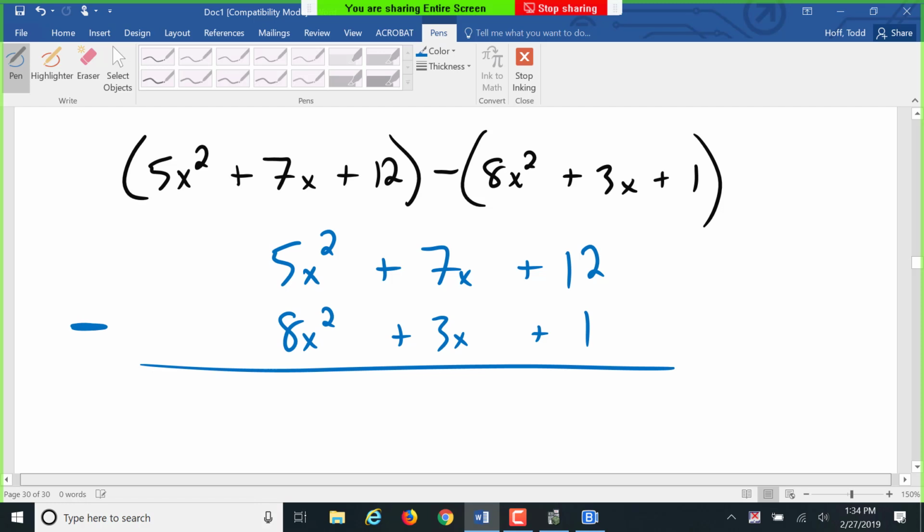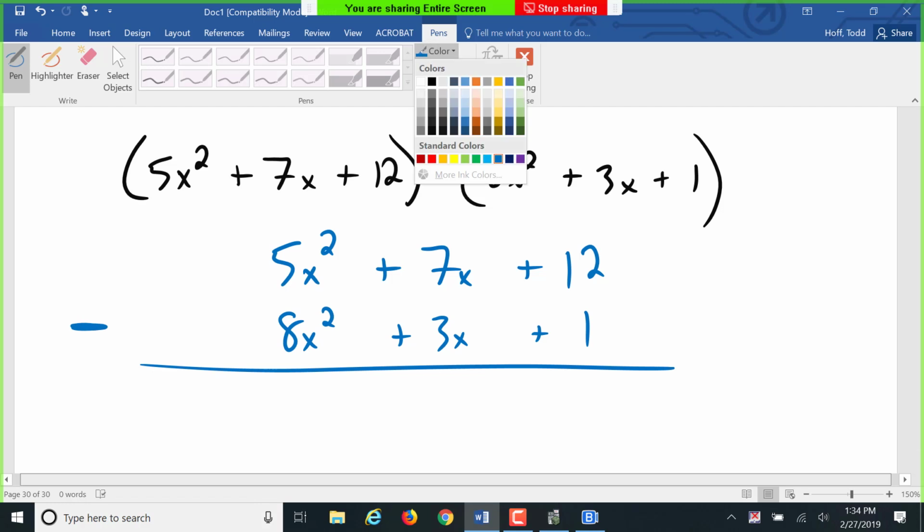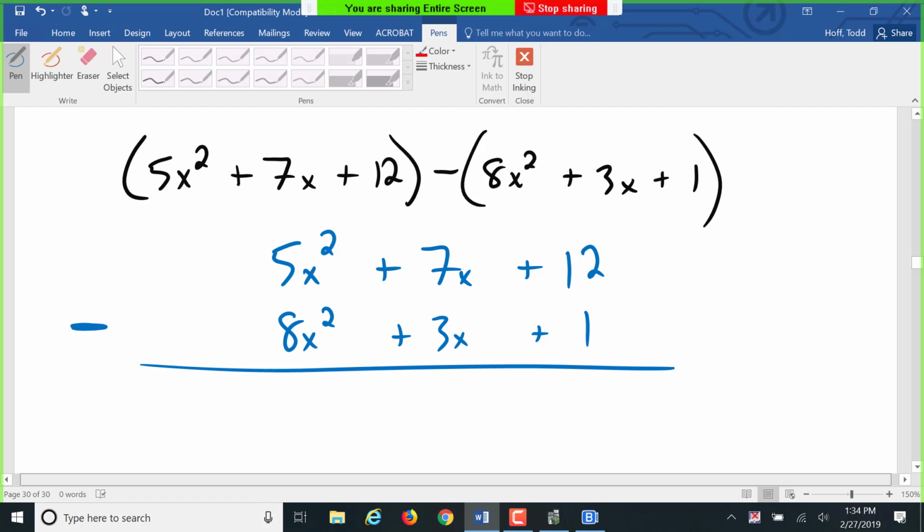Now we are subtracting. 12 minus 1 is 11. 7x minus 3x, 4x. 5x squared minus 8x squared, negative 3x squared. Good. Subtraction gets a little trickier when we include the fact that each digit can be positive or negative on its own.